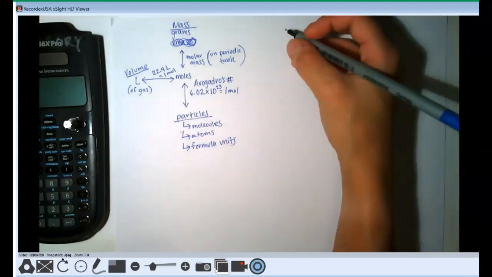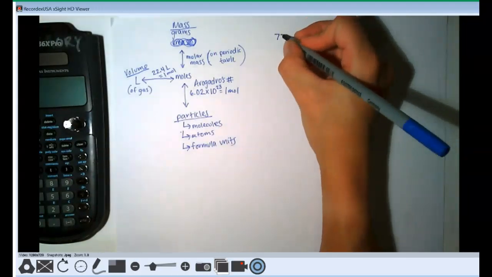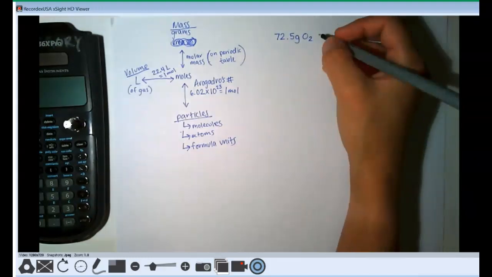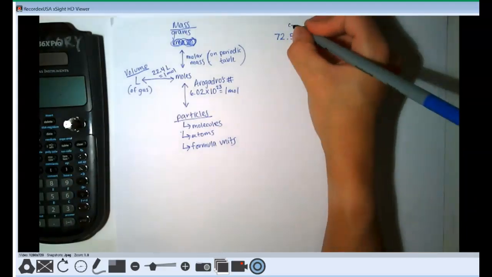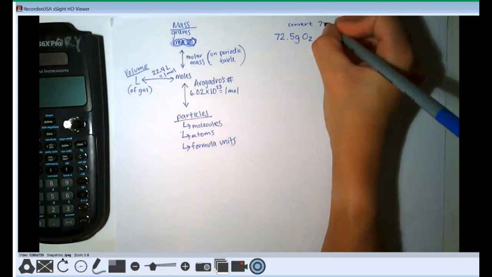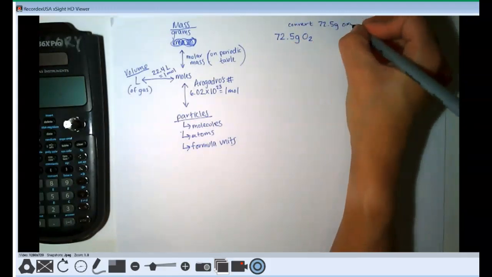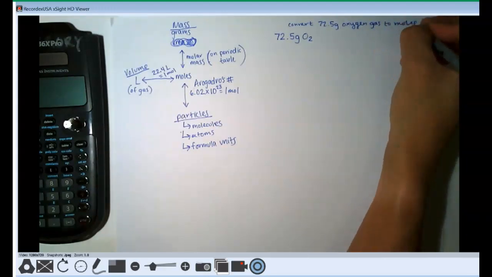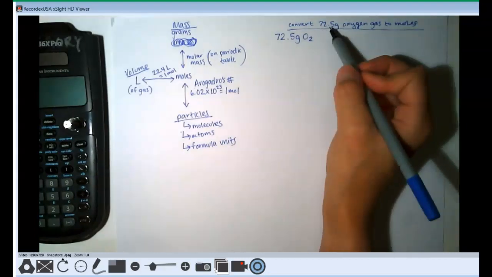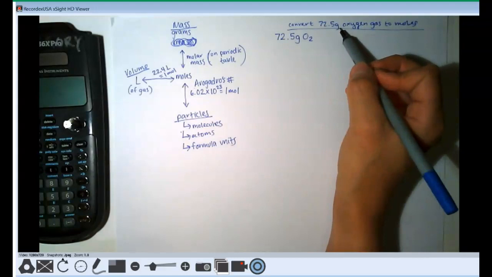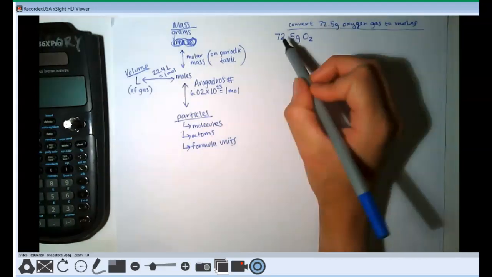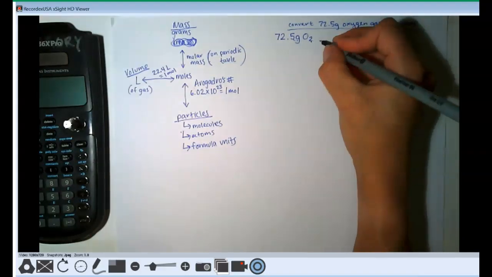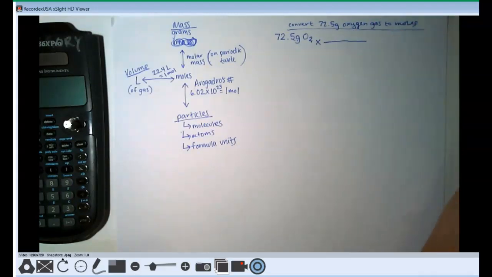So let's say we wanted to convert 72.5 grams of oxygen gas, O2, into moles. So if we wanted to do this, we'd start with our given value, meaning a number, our given unit, so grams, and then our given substance. So 72.5 grams of O2 gas. So we have to have all three things. And then we're going to multiply by some conversion factor because we're doing dimensional analysis.